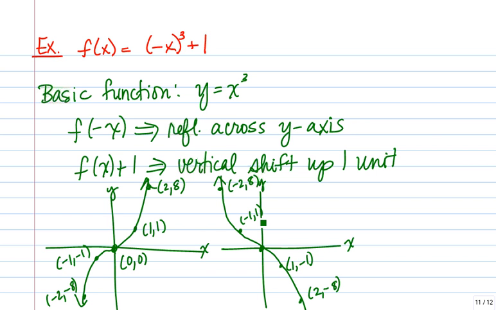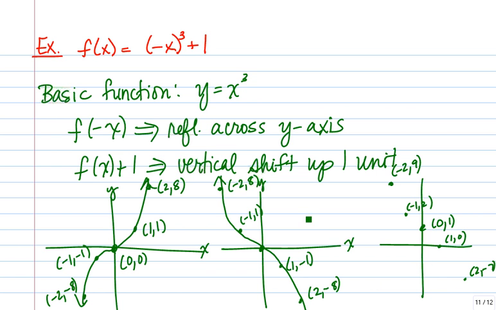Then I have to shift everything up 1 unit. So to shift everything up 1 unit, now I'm going to add 1 to the y values. So instead of -2, 8, I would be at -2, 9. Now again, if you had graph paper, that would be awesome. -1, 1 would be at -1, 2. 0, 0 would now be at 0, 1. 1, -1 would be at 1, 0. And 2, -8 would be at 2, -7.